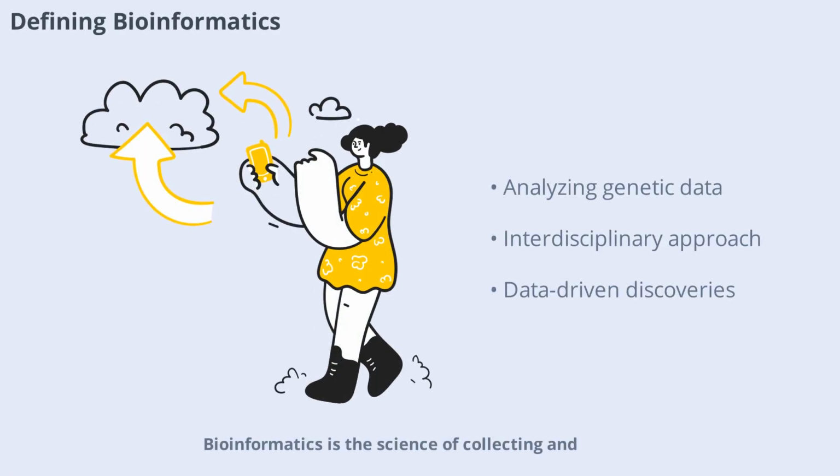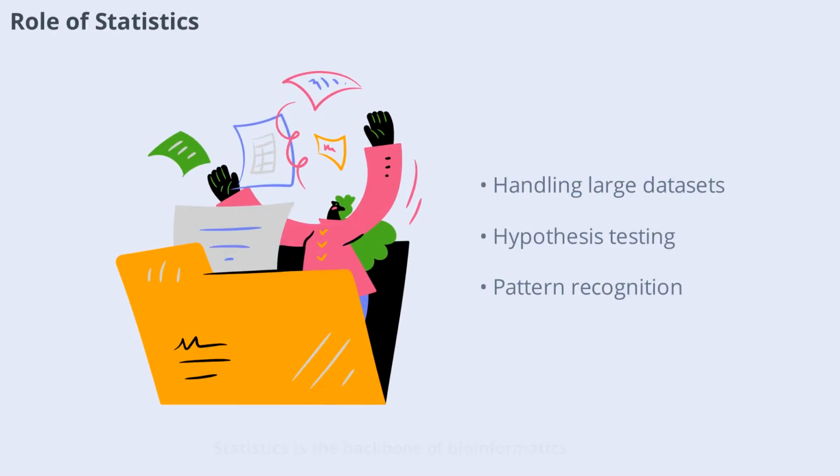Bioinformatics is the science of collecting and analyzing complex biological data such as genetic codes, protein sequences, and cellular pathways. It combines biology, computer science, and statistics to interpret vast datasets generated by modern experiments. The field emerged as a response to the data explosion in genomics and molecular biology. Today, bioinformatics tools help researchers identify disease genes, predict protein structures, and understand evolutionary relationships. The integration of statistical methods ensures that the conclusions drawn from biological data are robust, reliable, and reproducible, which is vital for scientific progress.